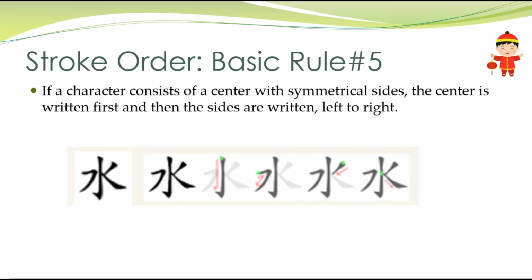Basic rule number 5: if a character consists of a center with symmetrical sides, the center is written first, and then the sides are written left to right. So kung may ganito kang character na parang may symmetrical sides siya, unahin mo muna yung sa gitna, tapos sunod mo yung kaliwa, tapos sa dulo na yung kanan.